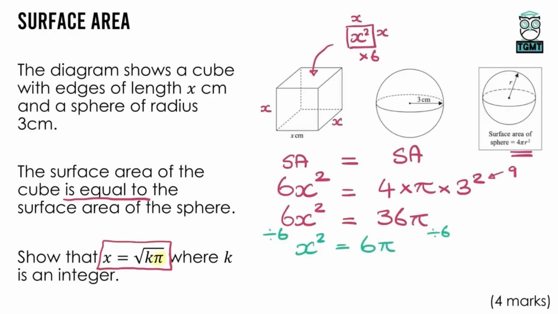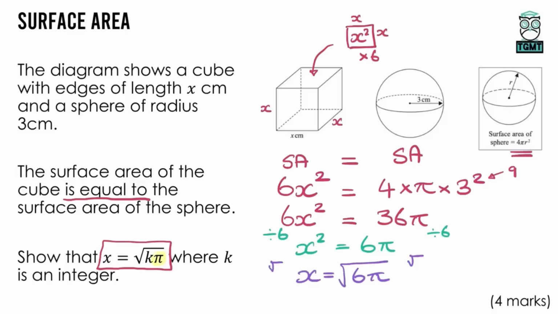And you can probably see that we're basically done now. To get rid of the squared, we're going to need to square root, and we'll square root the other side, and we get x is equal to the square root of 6 pi. And there we go, we've got our final answer. x is equal to the square root of 6 pi.